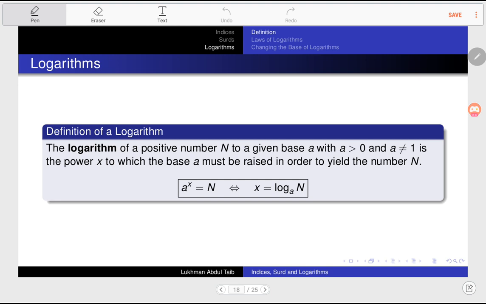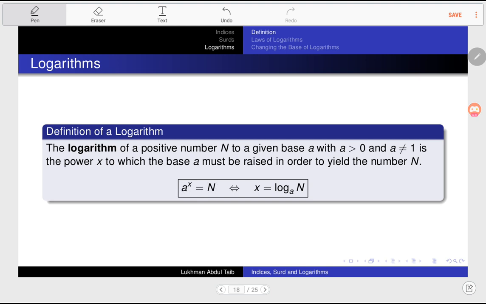Now, logarithm is a function that will compute this x, the index, when you have n and a. So log is a function that will give you the power x, or the index x, to which the base a must be raised to give you this number n.